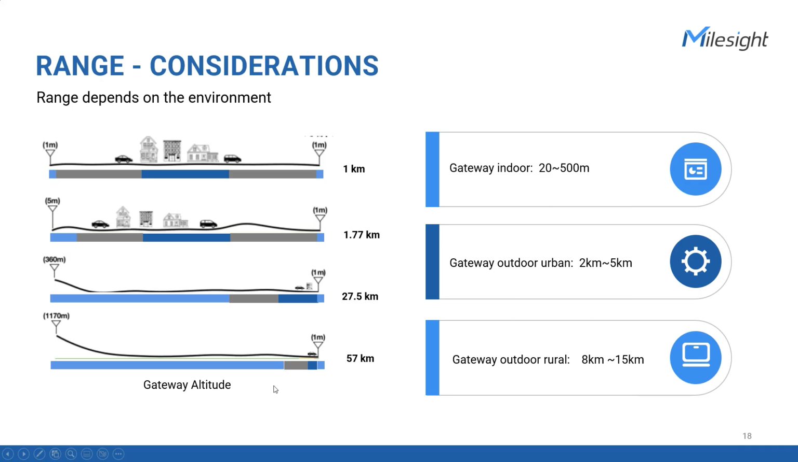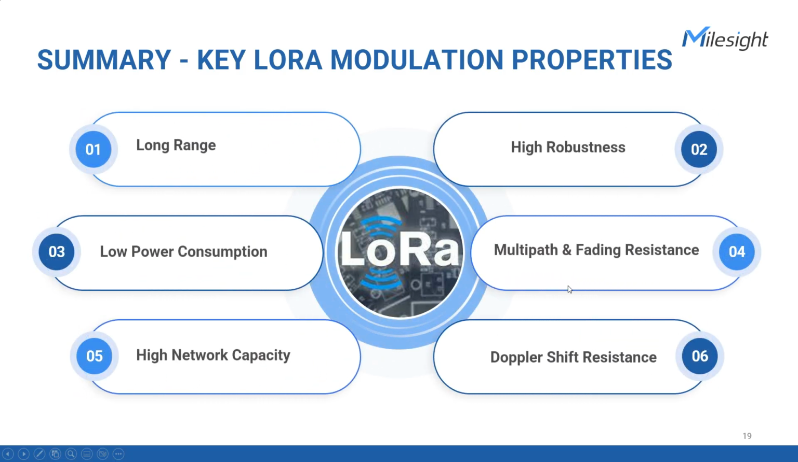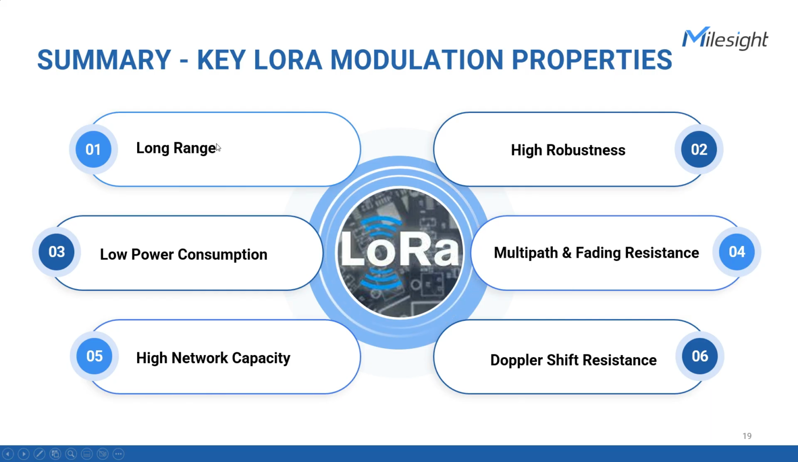Summary of LoRa. You can enjoy the long range, long battery life, and easily expand the network by adding more devices and gateways. It is so robust to the electromagnetic interference, multipath fading, and Doppler effect. So it can be a really good choice for IoT applications.